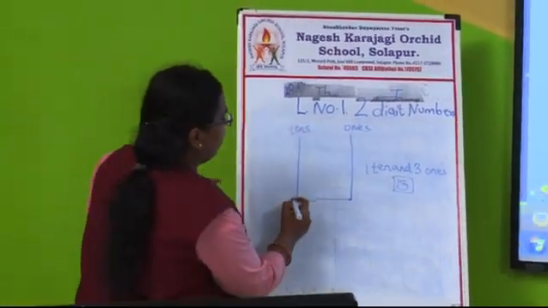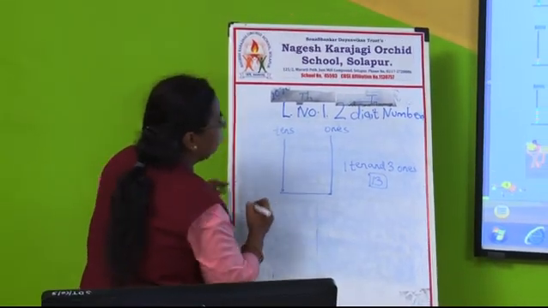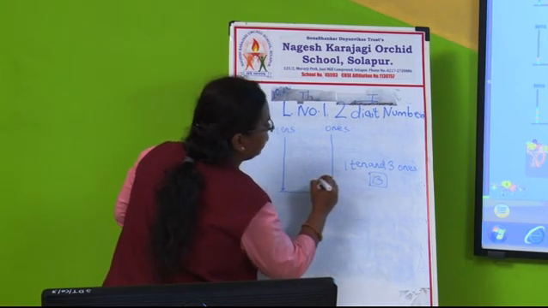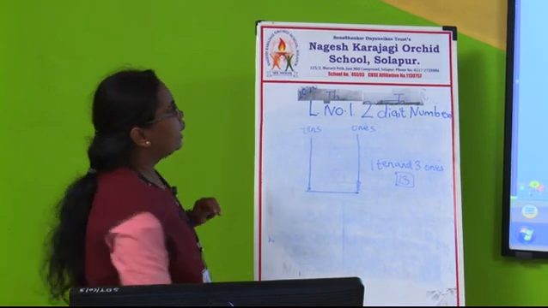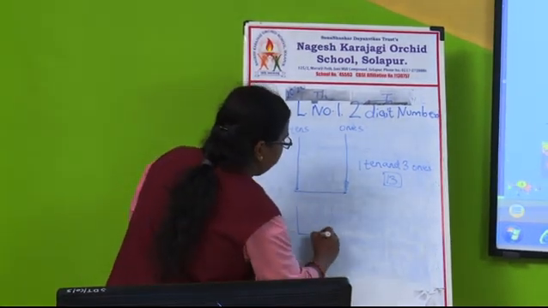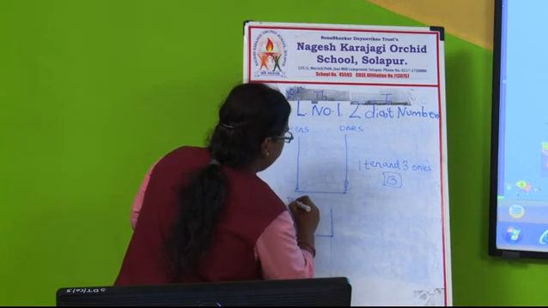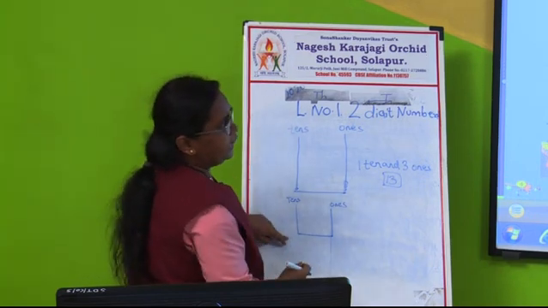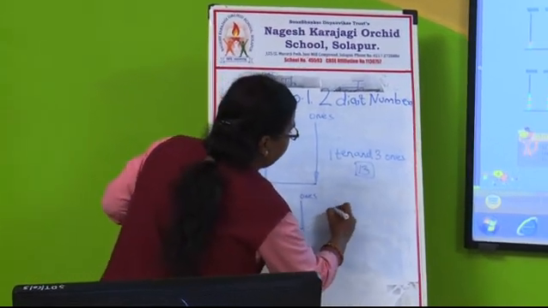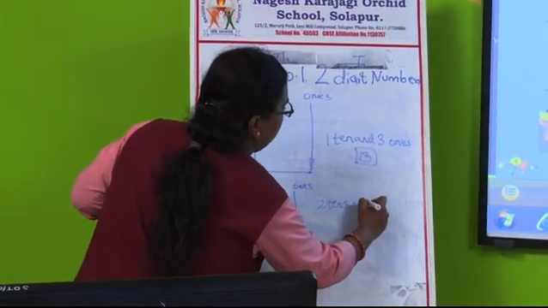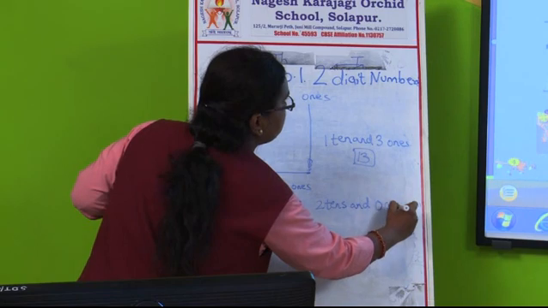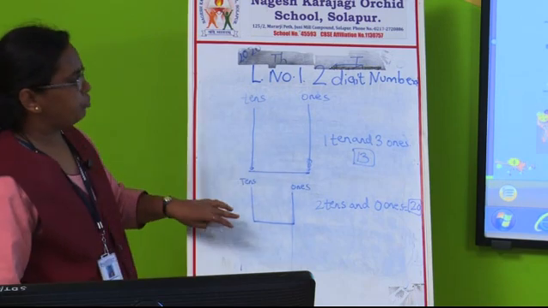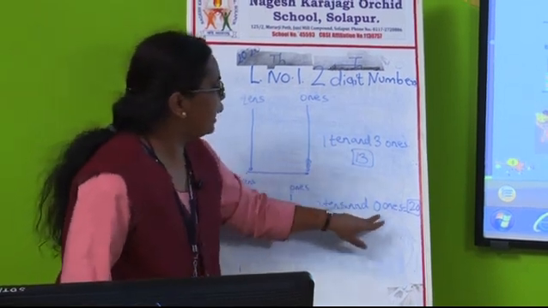Now, tens. 1 ten means you will show here 1 bead. Okay. Then 3 ones means here you will show 1, 2, 3. 3 ones you will show. Okay. Then next also, in this way only you can do. Tens, ones. Then you will show. Now, in second it is 20. 2 tens and 0 ones. Okay. 3 tens and 0 ones. Now, 2 tens and 0 ones.